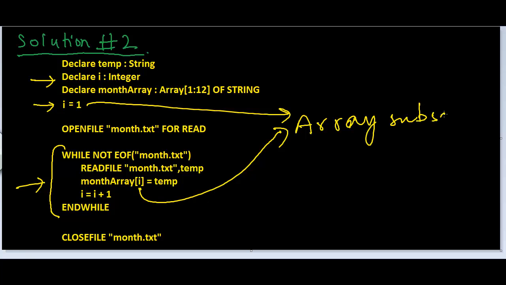So we make sure that once we have used this I as an array subscript, we increment it by 1, and then the loop runs the next time. So the first time the loop runs, the value of I is 1. The next time the loop runs, the value of I is 2. And if this loop runs 12 times, the value of I will go from 1 to 12. So effectively this is the same solution. We have just used a different loop in this case.